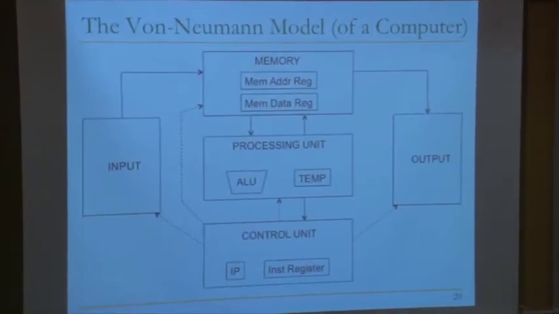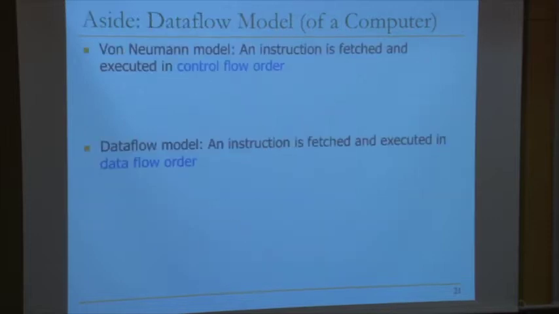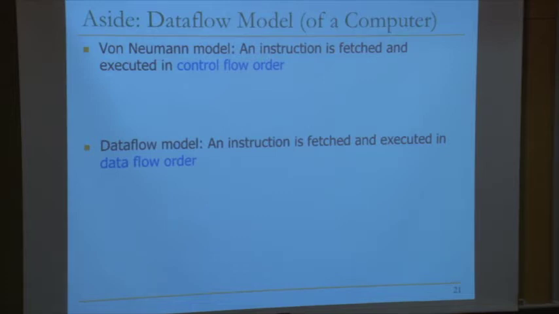But even this model is not necessarily the only model of processing. There's something else called the Dataflow model. Are you guys familiar with this? Some of you maybe. Who's familiar? Only one. OK, good. So what we've done in the von Neumann model is an instruction is fetched and executed in the control flow order. That order is sequential, unless you get to a branch, right? When you get to a branch instruction, you may change the sequential order.